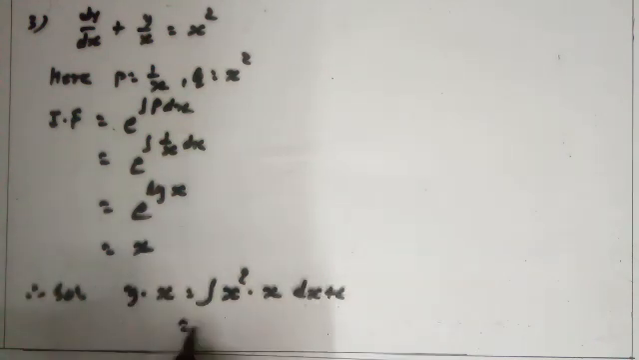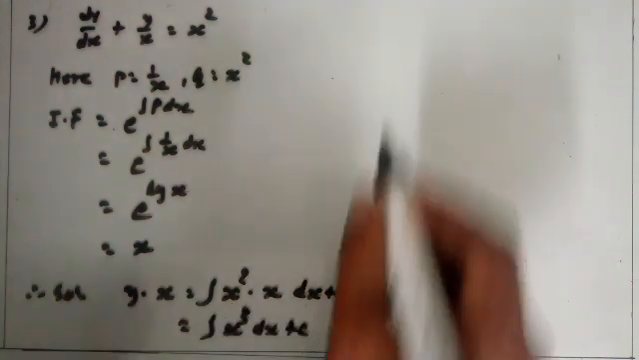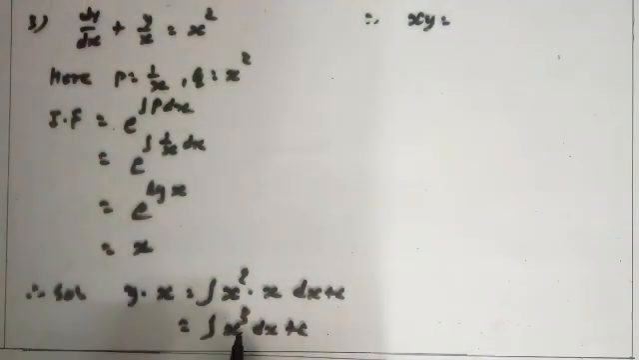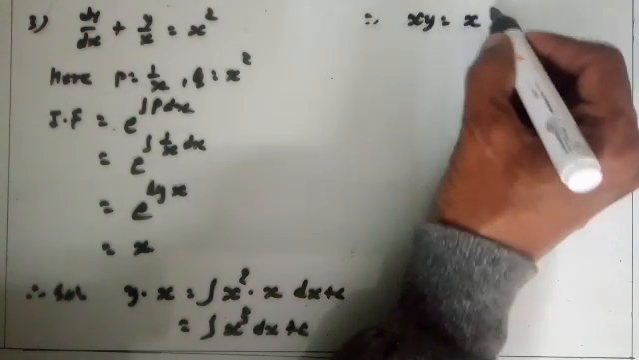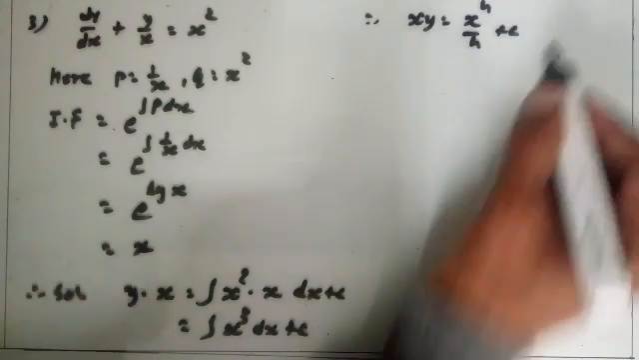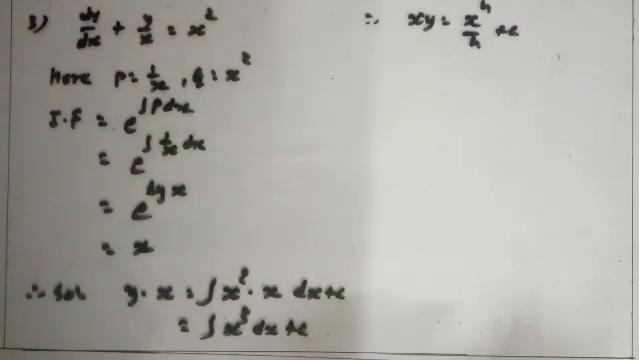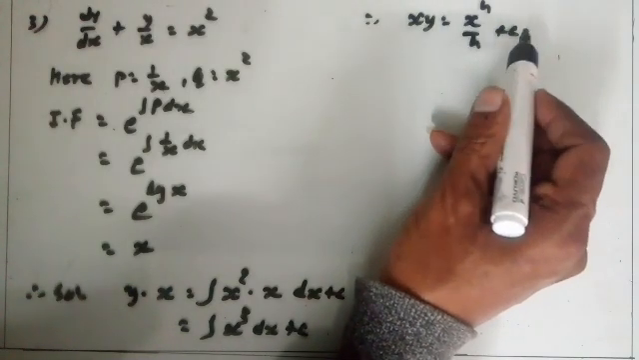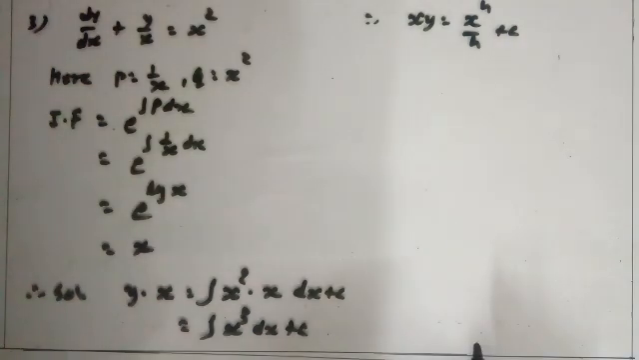So it is equal to ∫x³ dx + c. Therefore, x·y = x⁴/4 + c, since the integration of x³ is x⁴/4. Dividing by x, we get y = x³/4 + c·x^(-1). This becomes the solution. Clear? This is also the general solution.